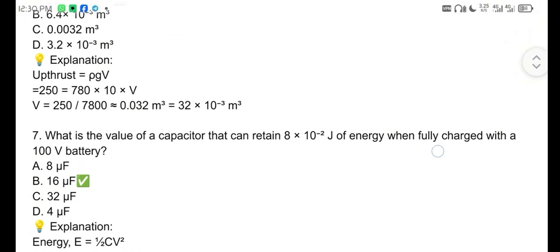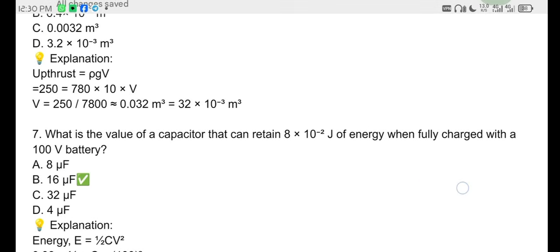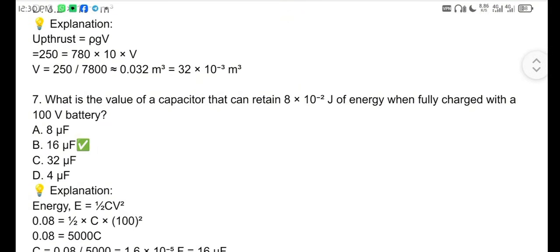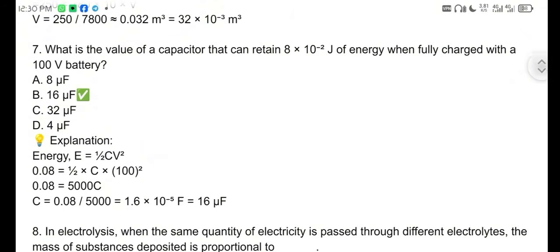Okay, so for the next question, it says what is the value of a capacitor that can retain 8 times 10 raised to power minus 2 joules of energy when fully charged with a 100V battery? So 8 times 10 raised to power minus 2, you already know is the energy. Then 100V is the voltage. It said the value of the capacitor. Now for our explanation, energy is equal to 1 over 2 CV square.